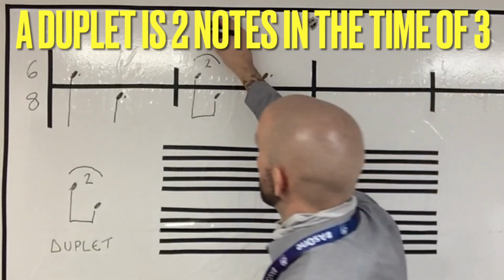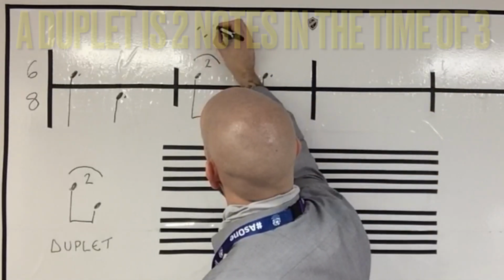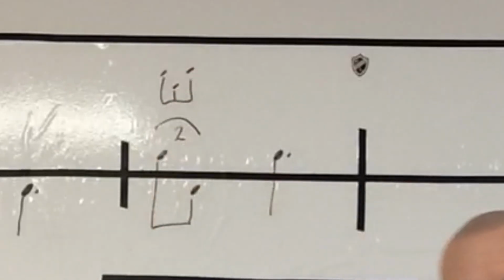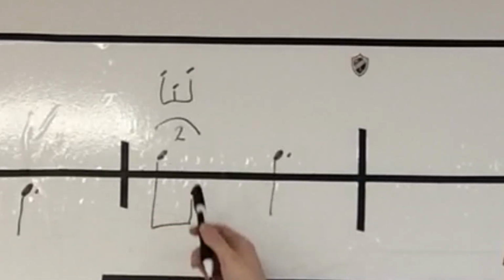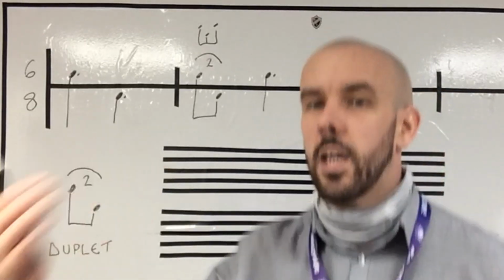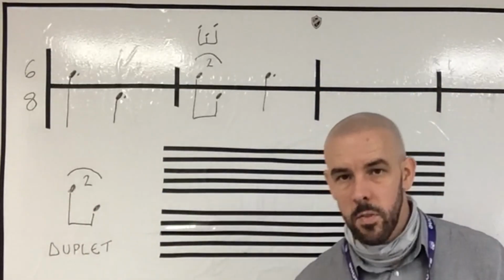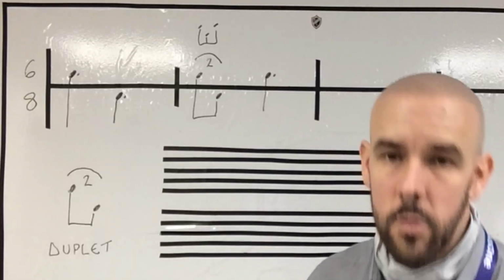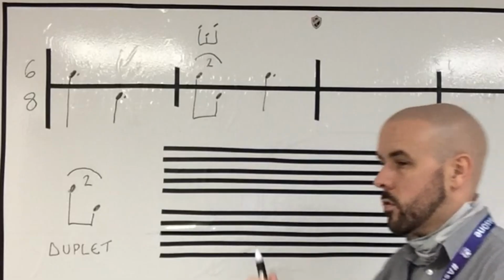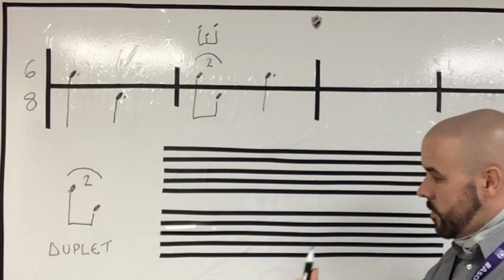So if I do your 3 up here, 1, 2, 3, we know that that fits in compound time. Tailor made for compound time. But we're going to play that 2 in the time of 3. And what I mean by in the time of 3 is not at the same time, but in the same time. So 1, 2, 3, 1, 2, 3, 1, 2, 3, 1, 2, 3.